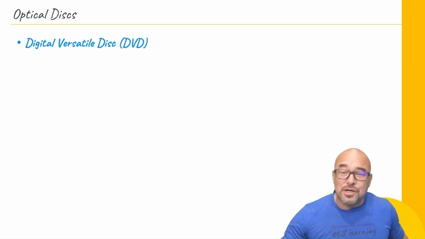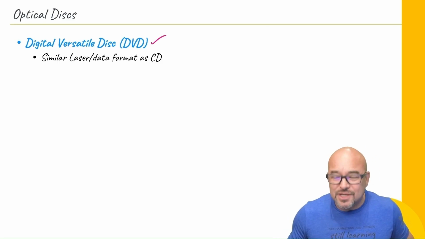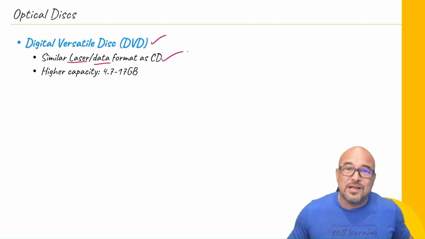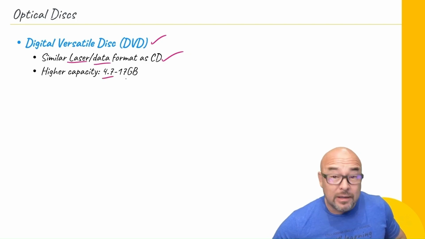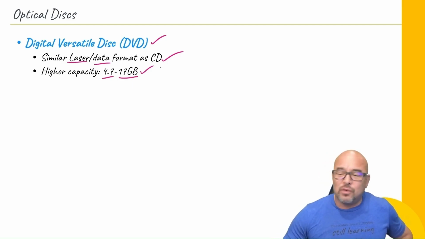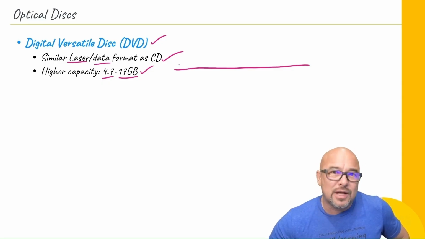And then continuing the discussion of optical discs, we also have DVDs, or digital versatile disc. This is a similar laser and data format as a CD. It's just that you can pack more data on there. You can get higher capacities. 4.7 gigabytes was one of the original sizes, but now you can get them up to 17 gigabytes. And really what it does is, again, if I look at the thin edge of a disc there, now it's able to put a double decker on there, or even more than one layer.